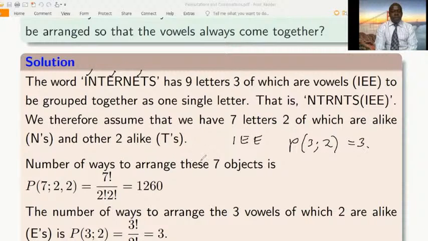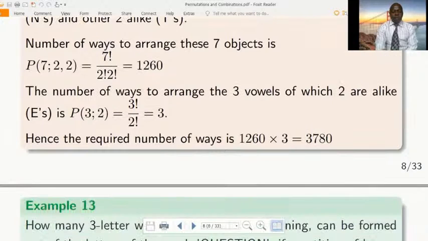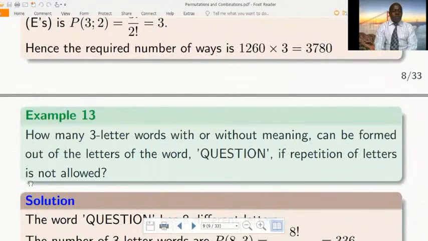So therefore, the number of ways in which we can arrange the letters of the word internet is 1,260 times 3. When you multiply those two, what you get is 3,780 words. You can come up with those words. I think those two examples are enough for that type of question.